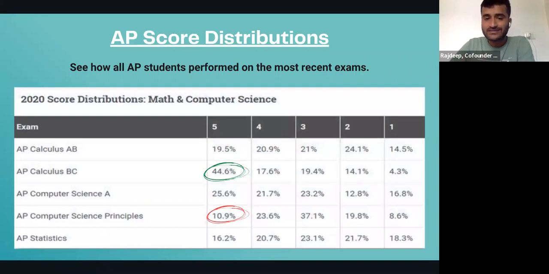Now, similarly, if I look at maths and computer science, I would look at AP Calculus BC, where 44.6% of students got a 5 out of 5. That's almost about 50%. Then you have AP Computer Science Principles, where only 10.9% of students got a 5 out of 5, and AP Computer Science A, where almost about 26% got a 5 out of 5. So from here, if I have to pick, I think you will also pick AP Calculus BC and I'll pick the same. And second, I'll probably pick AP Computer Science A and maybe not Principles, just purely based on this data.